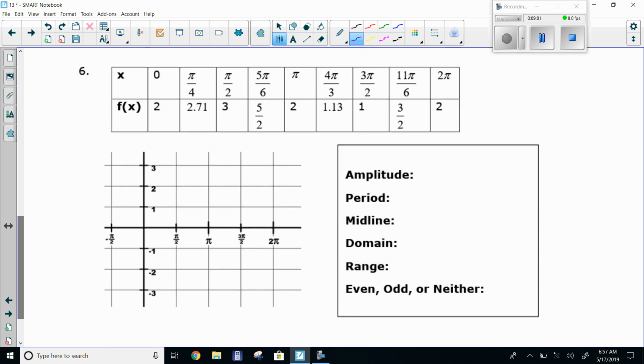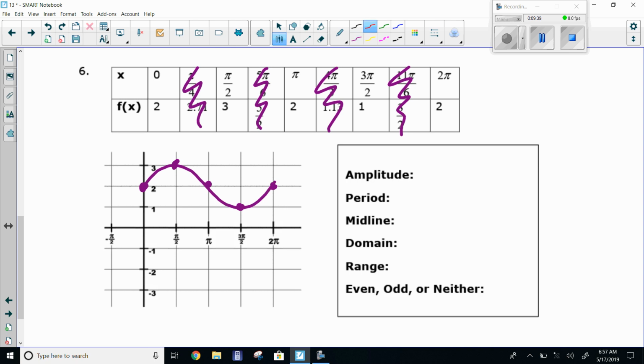And same strategy as before. I'm only using the points down here on the x-axis. So that means that I'm not going to use this. I'm not going to use this. It's basically every other one. So at 0, we go up to 2. Pi halves goes up to 3. Pi goes back down to 2. Is that right? 2, 3, 2. Yes. And then we have 3 pi halves is at 1. And then 2 pi is at 2. So we have a shape like this.